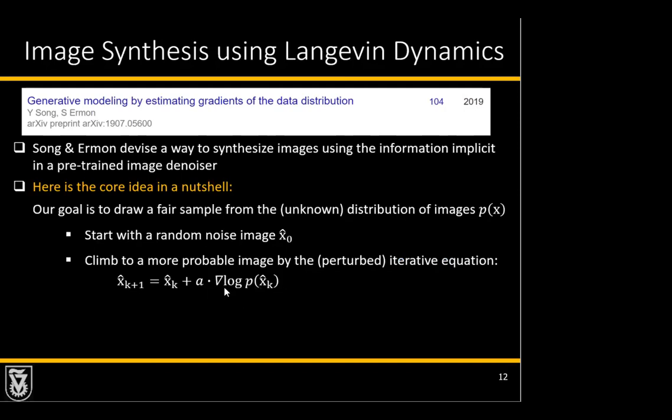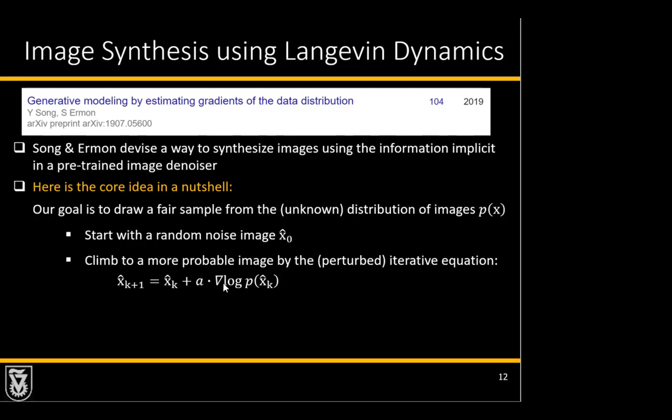So let's see what's happening here. Let's assume that we don't have the log, we follow the gradient of the probability. That is a gradient ascent algorithm, right? We follow to a more probable image, an image with a higher probability. Now, if we optimize the log, we also optimize the probability itself because the log is a monotonic function. So if I follow the direction of the gradient log probability, I am increasing the probability of my image. That's how we climb to a more probable image. And in an iterative equation, we reach an image that is highly probable, which we then say is sampled from the distribution of images.